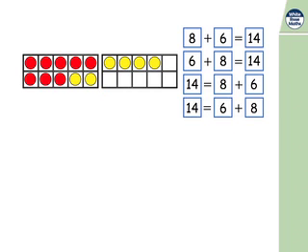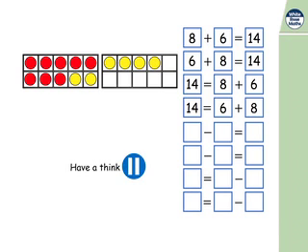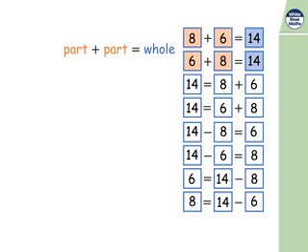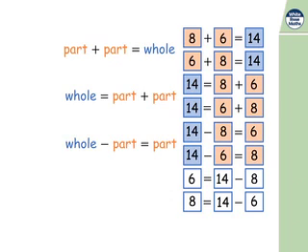Here we have counters in a 10 frame and an addition fact family to help us. What I'd like you to do is pause the video and have a think about the subtraction fact family. Use the counters to help you, and the addition fact family, you can use that too. How did you get on with that? Here are the answers. And here we can see we've got a part plus a part is equal to the whole. Or we can have the whole is equal to a part plus a part. When we have a look at the subtraction fact family, we've got the whole minus a part is equal to a part. Or a part is equal to the whole minus a part.